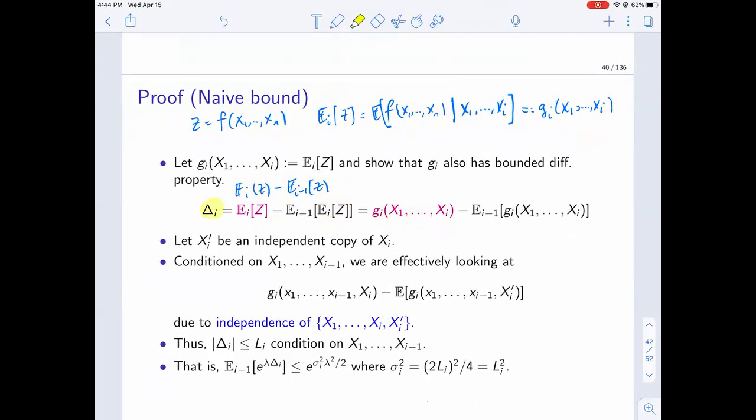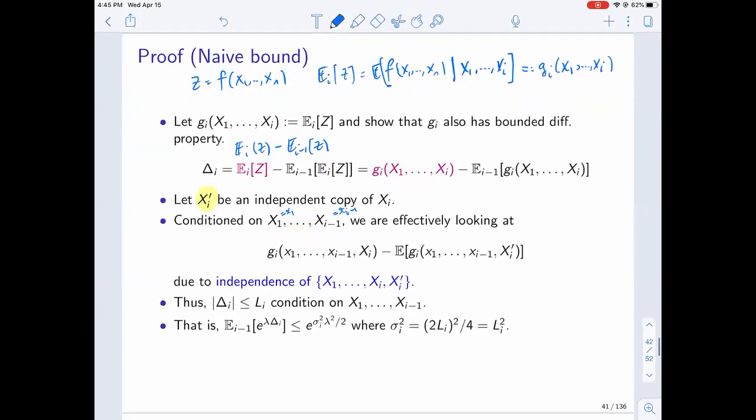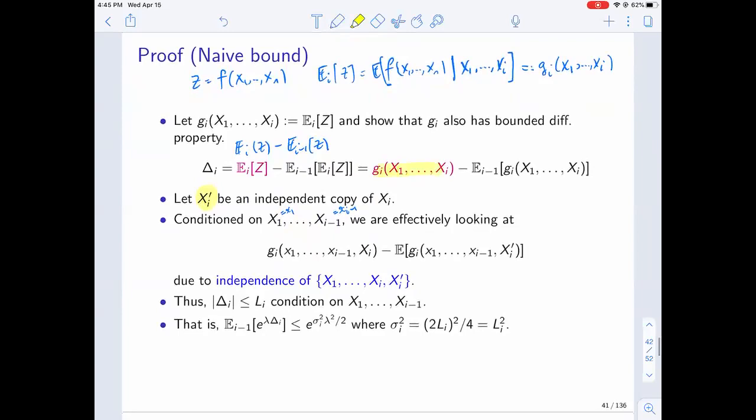So let x_i prime be an independent copy of x_i. And then if I condition on the past, intuitively what I can do is sort of fix these at certain values. Intuitively, think of setting this equal to x_1. This is like a back-of-the-paper calculation. So set them equal to fixed numbers. Then this would turn into this.